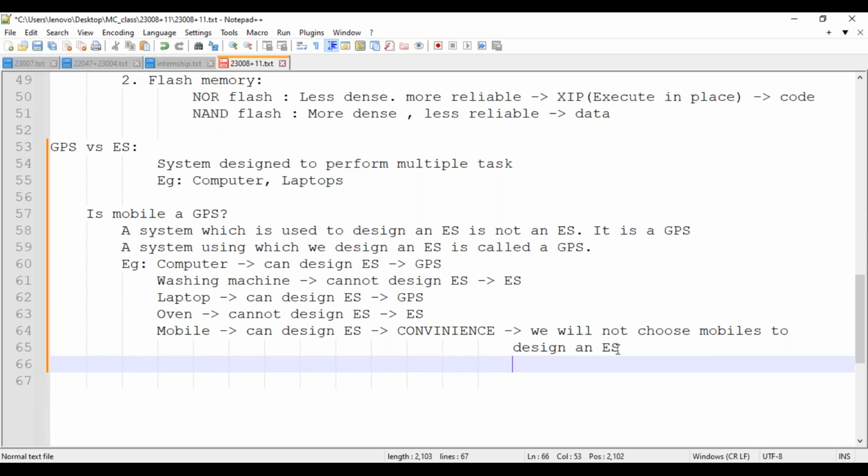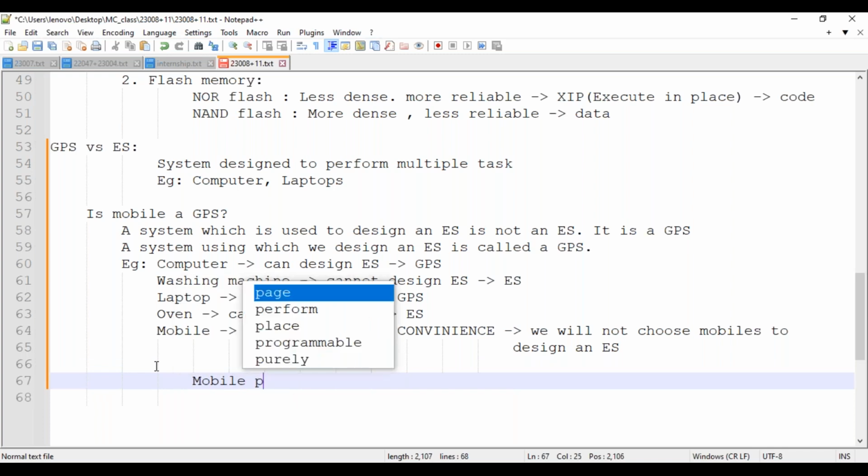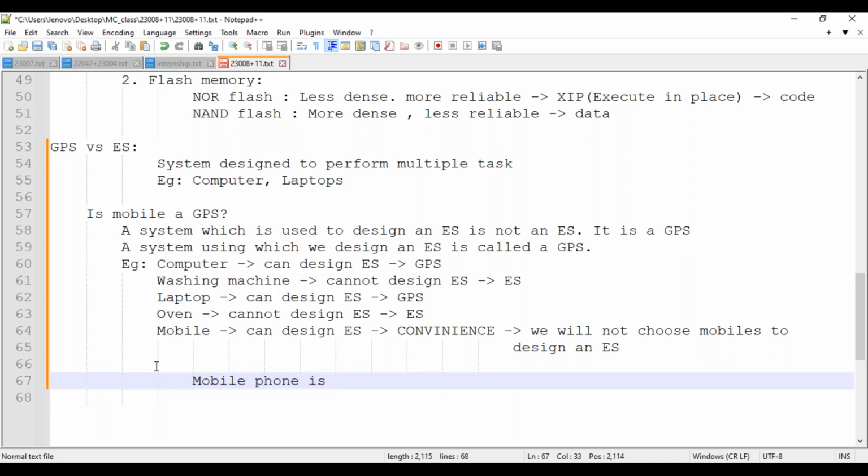Just because I'm not using it to have an embedded system designed, can I now call it an embedded system? Yes. So if I have to make a conclusion, I would say mobile phone is actually 95% a general purpose system. Only 5% of its features makes it fall under an embedded system, and due to this 5%, we still put mobile phone under an embedded system.